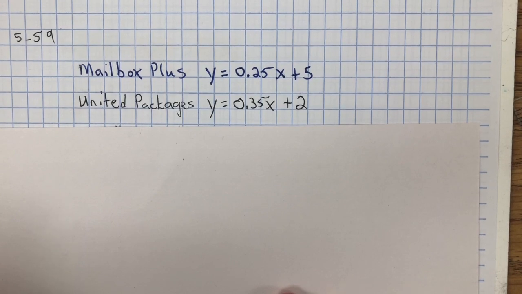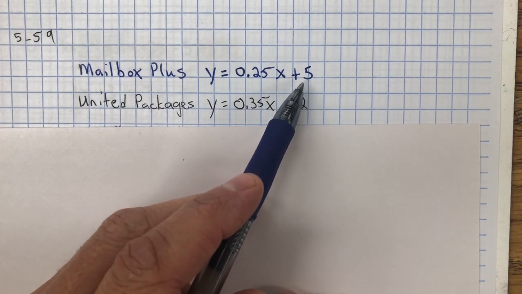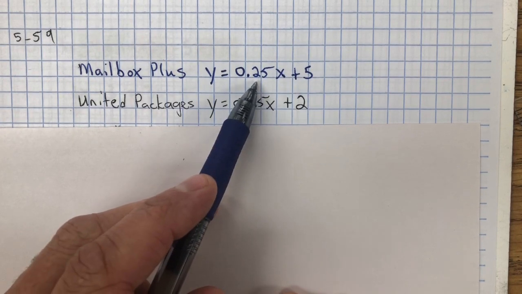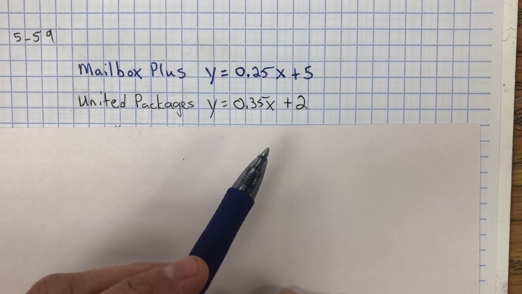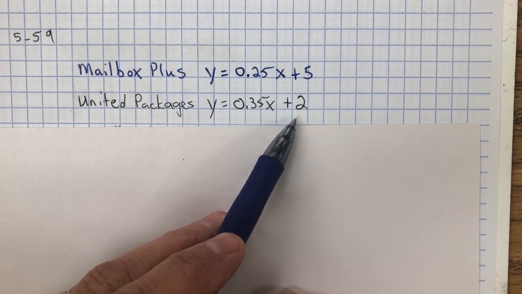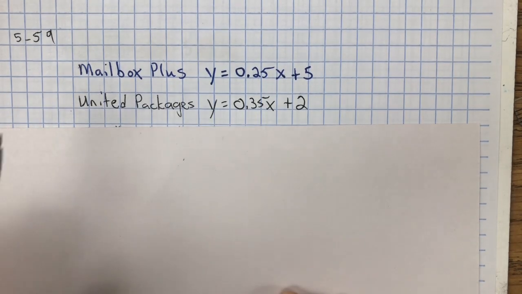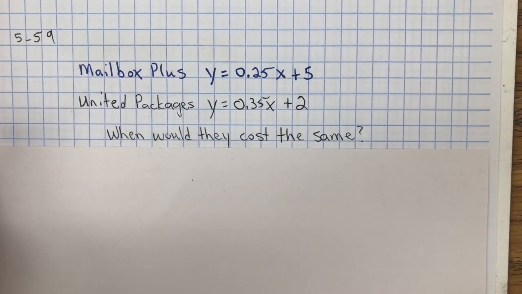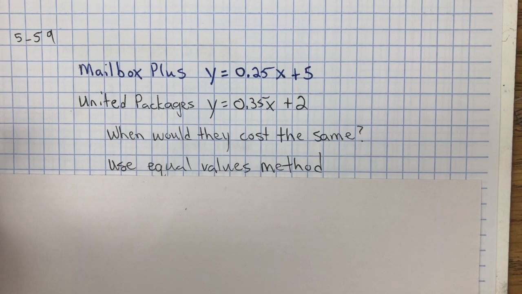In 559, Mailboxes Plus sends packages overnight for $5 plus 25 cents per ounce. So there's an initial $5 plus 25 cents per ounce. For United Packages, they charge $2 plus 35 cents per ounce. So you need to find out when it would cost the same to use either service. So I would use the equal values method.